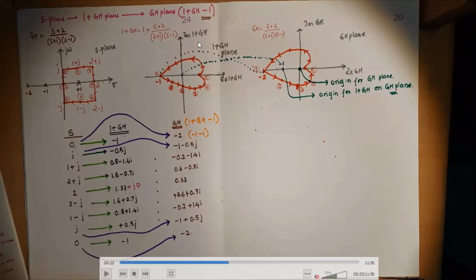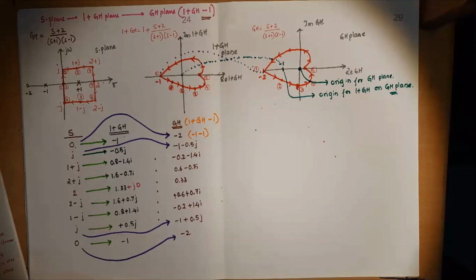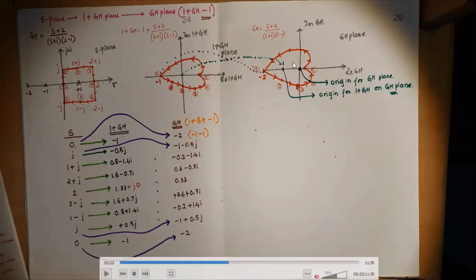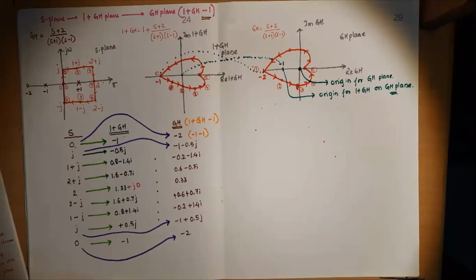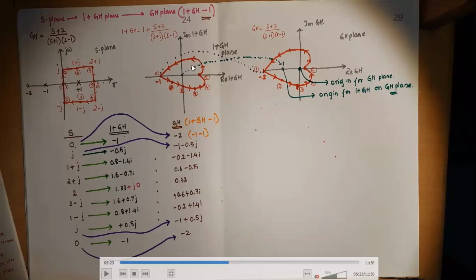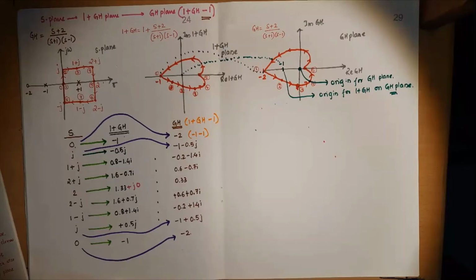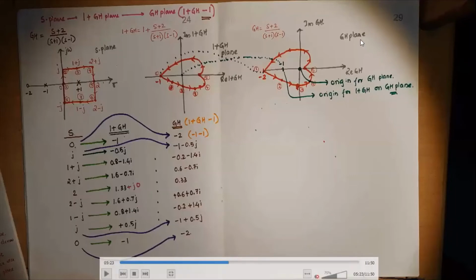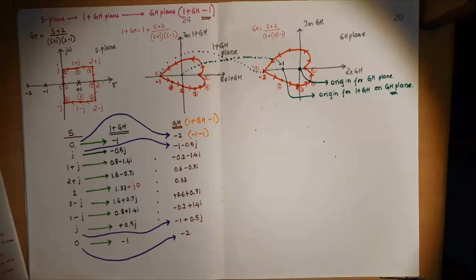Okay. So map from S to 1 plus GH, S to GH, then compare 1 plus GH and GH. So this is the work Nyquist has given us. Okay. Fine. So I repeat again, many textbooks will not explain this point. I don't know any textbook giving this much clarity. So if you compare 1 plus GH and GH, there is a shift of minus 1 on GH plane. So a shift of minus 1 unit on GH plane means even the origin will also get shifted to minus 1 if you mark it on GH plane for 1 plus GH. That's it. Fine.